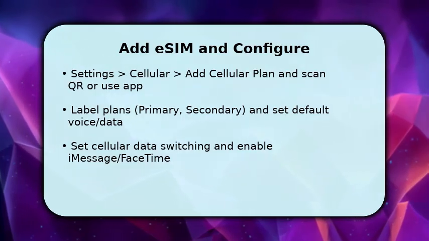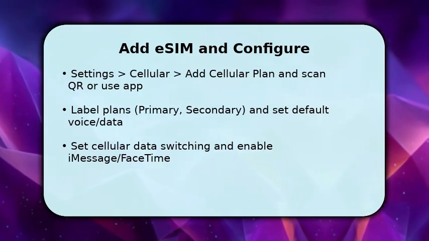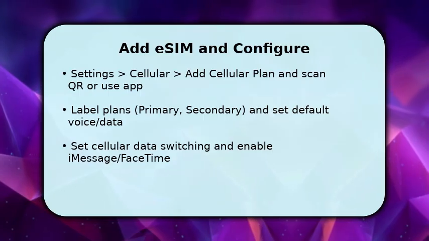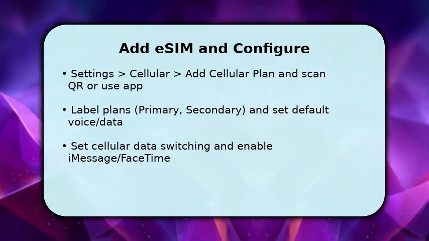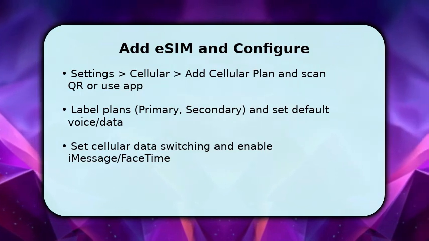Once added, label it clearly so you know which is data or voice, then choose your default voice line and cellular data line. Make sure data switching is configured if you want automatic use of either plan, and enable iMessage and FaceTime on the new number so services recognize it.